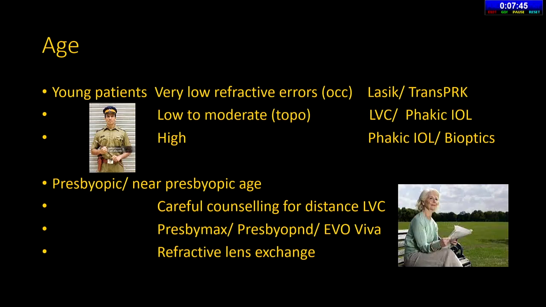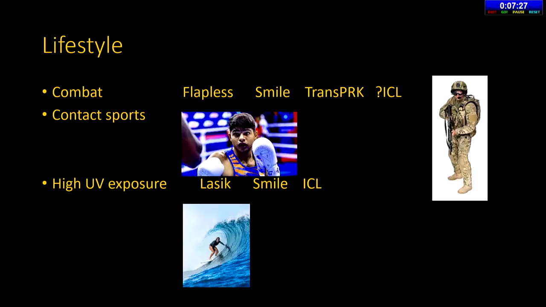Then of course, refractive lens exchange is also a very good option in such patients, especially over the age of 40, even if there is no cataract. Again, you have to make sure that the posterior segment is pristine, there's no pathology that you have to deal with there, and that's very important in such patients.